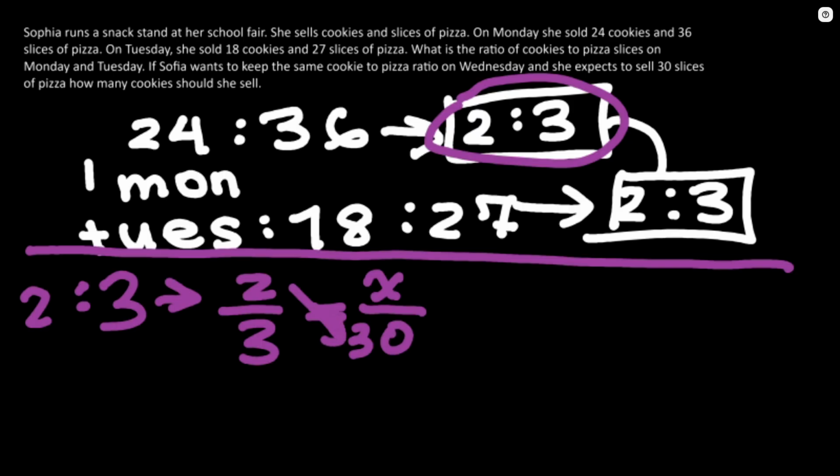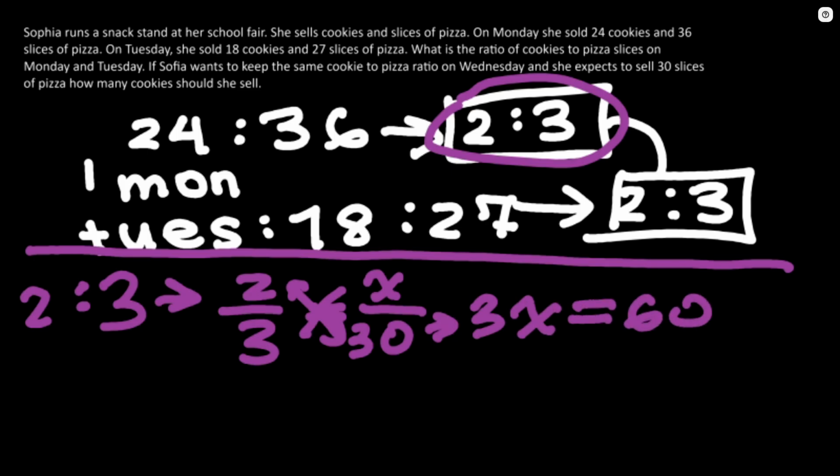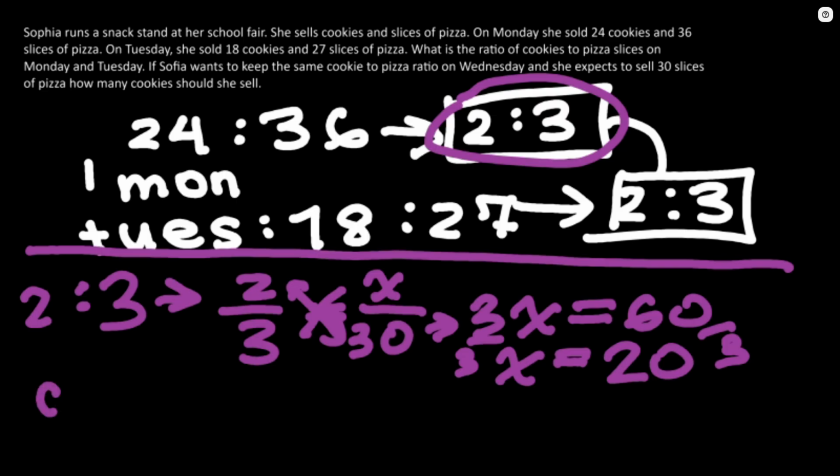And now we do everything that we've done before. We'll cross multiply. So you get 3x equals 60. So x equals 20 when you divide 60 by 3. So Sophia should sell 20 cookies on Wednesday.